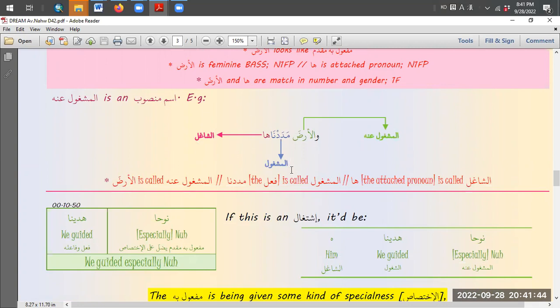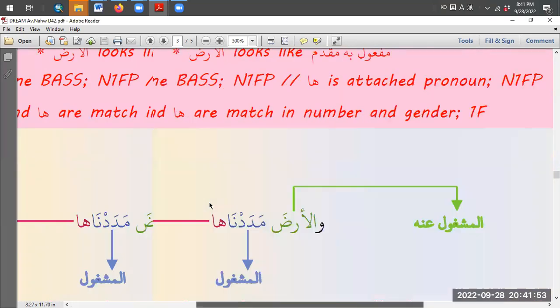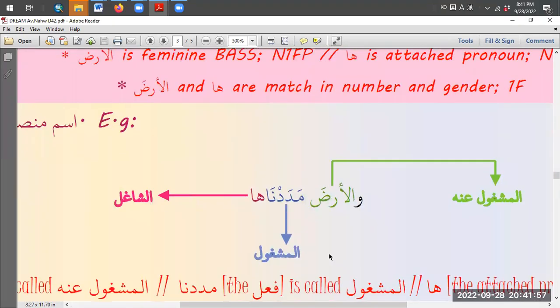So these are the terms. Al-arda, which is the maf'ul bihi muqaddam, is called mashghul anhu. And then the fi'il is called al-mashghul. And then the attached pronoun that is referring to the maf'ul bihi is called shaghil. Yeah, ash-shaghil. So it rhymes with fa'il, ism fa'il, ism maf'ul.